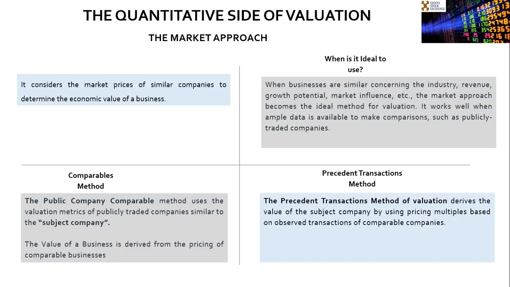So there are two main methodologies under the market approach: the comparables method, where you use the multiples of publicly traded companies, and then the precedent transactions method, where you leverage past similar transactions that have occurred to determine or arrive at the value of a subject company.